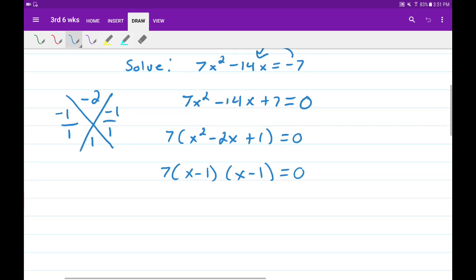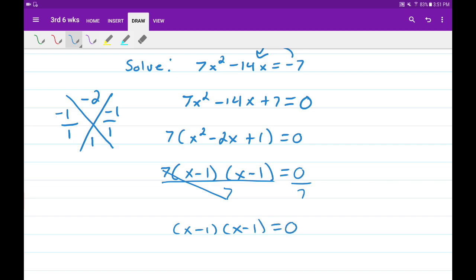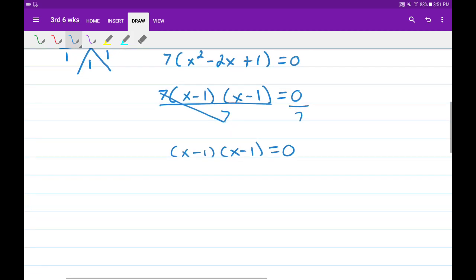All right, so this last step, we apply the zero product property. We're going to take each factor and set it equal to 0. The 7 in front, the GCF, is kind of irrelevant because if you divide both sides by 7, they just cancel out, and we're going to be left with x minus 1 times x minus 1, and that'll equal 0. So that GCF will be irrelevant no matter what it is.